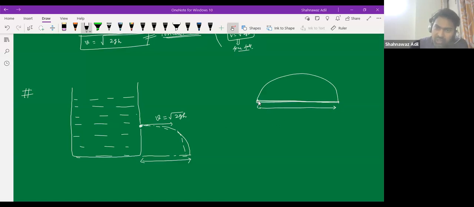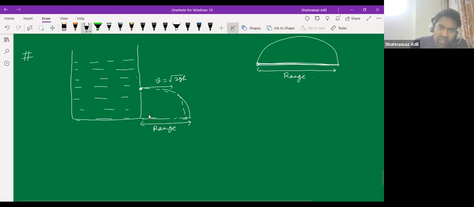Okay, so what was this thing in projectile motion? This was the range, right? This was the horizontal range. The distance that it will cover horizontally, that will be the range. You guys know that there is no acceleration in the horizontal direction, right? And this height is h1, and there is no vertical velocity initially, there is only the horizontal one.